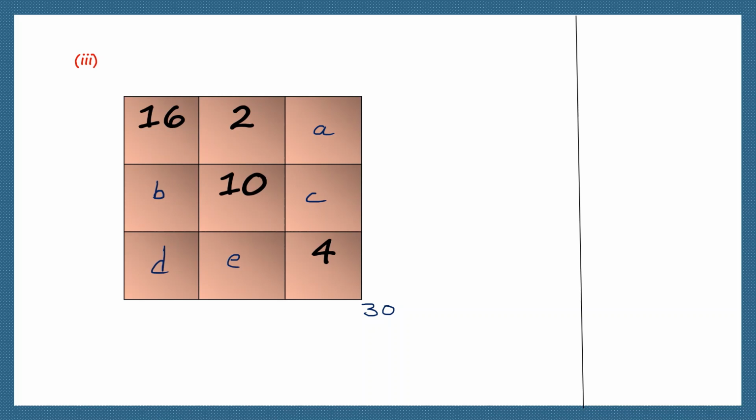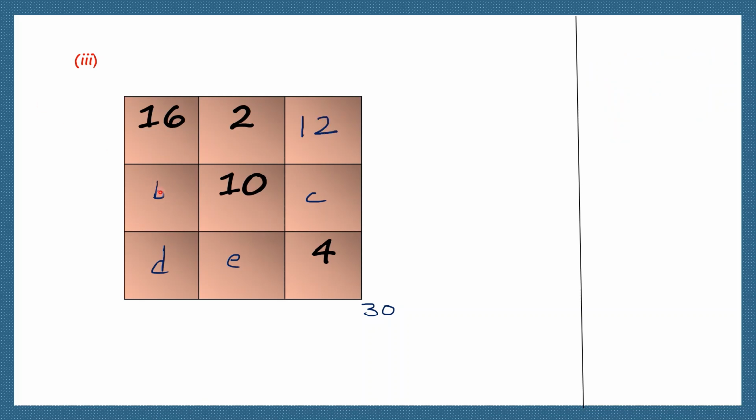So now we are going to find the value of A. It should add up to 30. Remember, 16 plus 2 plus A is equal to 30. 16 plus 2 is 18. 18 plus A is 30. So to find the value of A, what do we say? 30 minus 18. So 30 minus 18 is 12. So we have found the value of A. A is 12. So let's write that there.